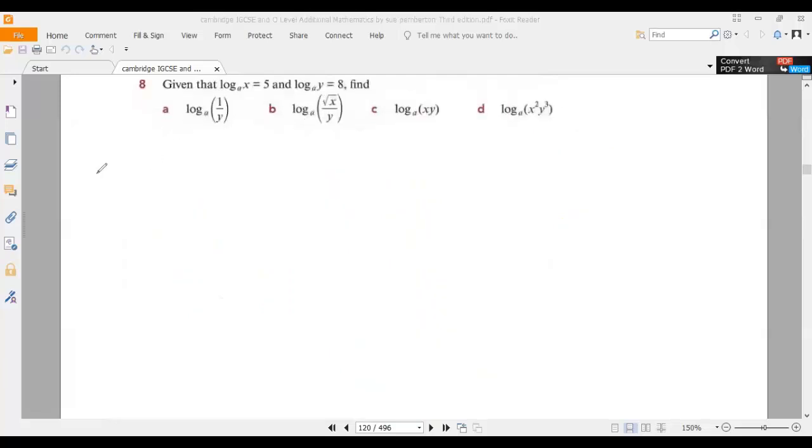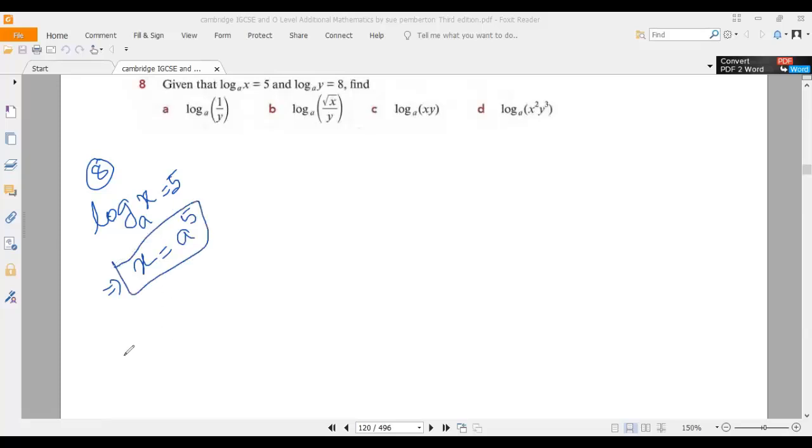Now, number 8. Number 8 says log base a of x equals 5. So if log base a of x equals 5, then we can write x equals a to the power 5. This is the first part. And if log base a of y equals 8, then also we can say y equals a to the power 8. We can easily find it out. Now, by using this idea, we have the values of x and y, so we have to solve these four problems.